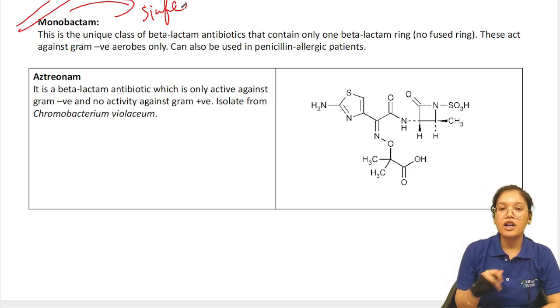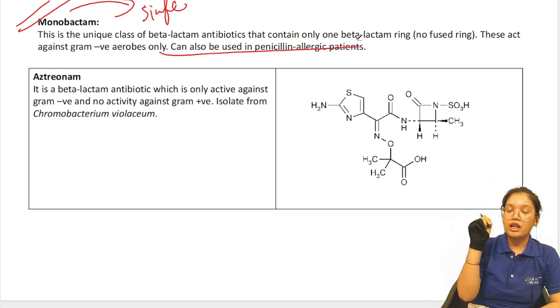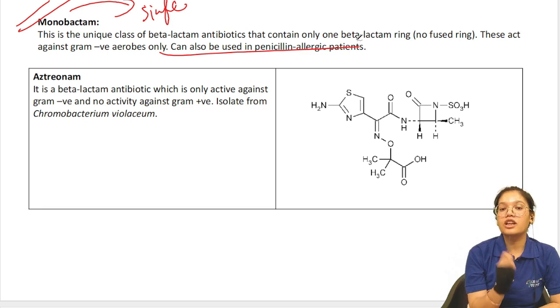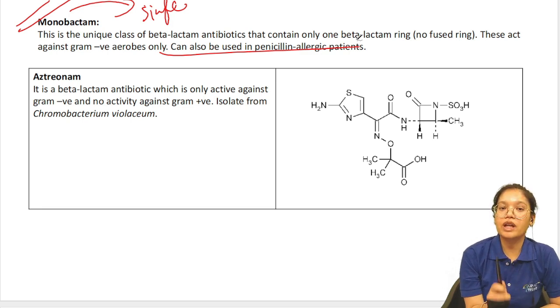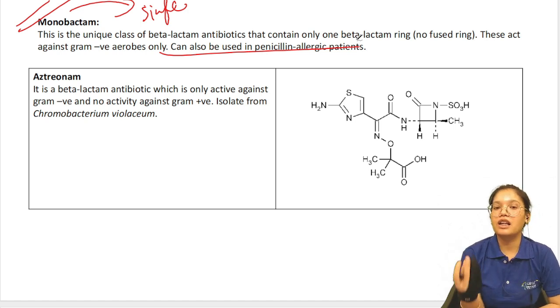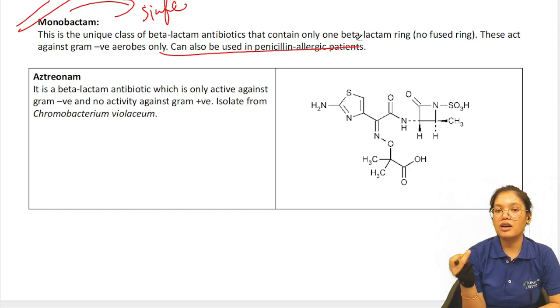Now these are used in penicillin-allergic patients. When we were studying penicillins, I told you that it is very common that people may get allergic reactions from taking penicillin. This monobactam can be used whenever an individual has a penicillin allergy.